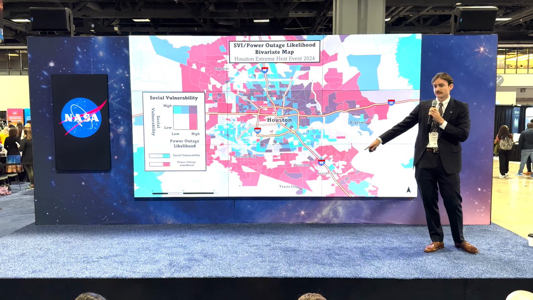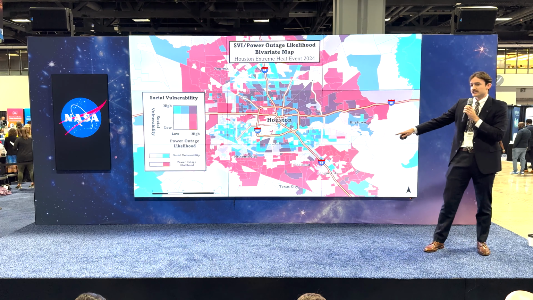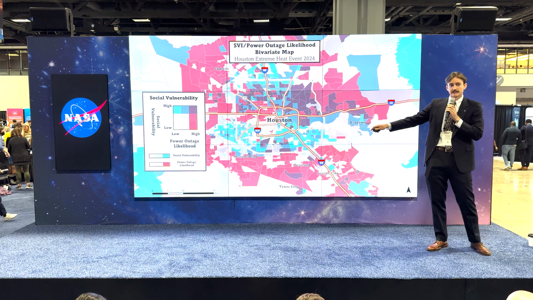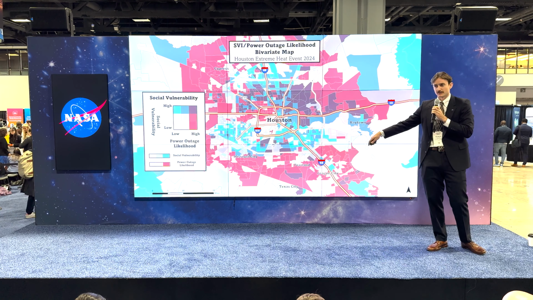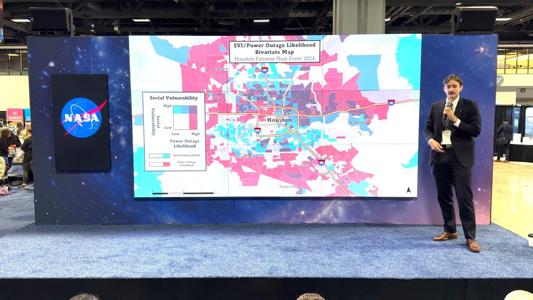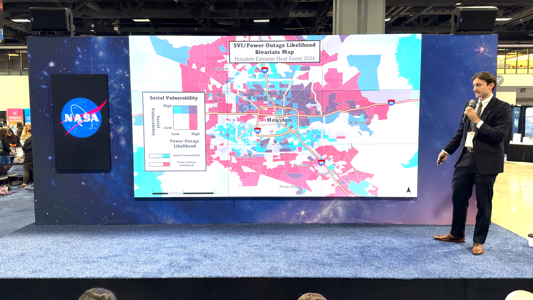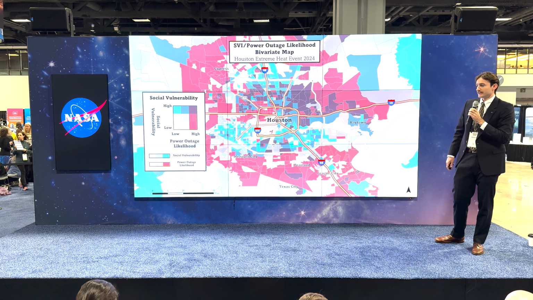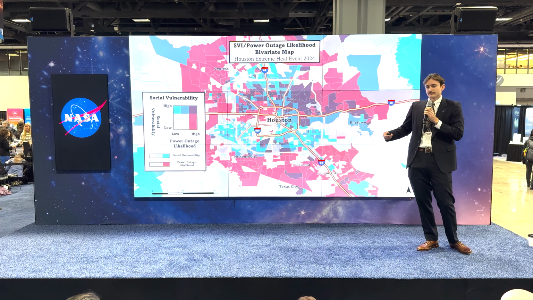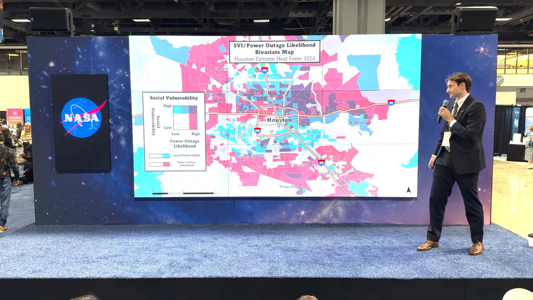We have both factors. We have social vulnerability in the blue, power outage likelihood in the red, and the dark purple is showing areas that have increased risk for both social vulnerability and for power outages. So this is a great tool that emergency managers can put into their toolbox and give a little bit more context into where they should and could provide more resources.